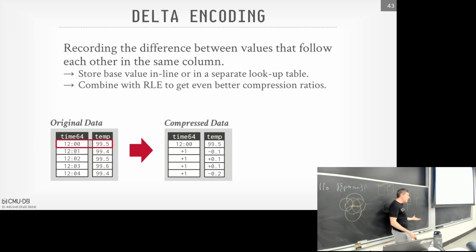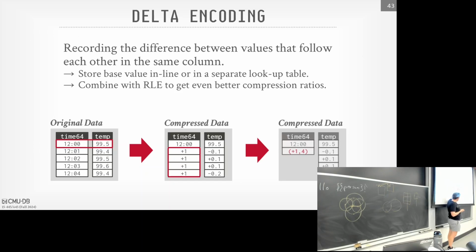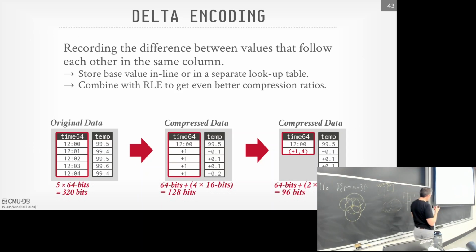So I can compress this even further with RLE because what do I have here? I have a bunch of plus ones repeated over and over again, right? So I can take this column after I've delta encoded it and then just run RLE on it and compress it even further. And the data system keeps track of all this for you underneath the covers, to know what the encoding scheme is for this data and how to unpack it if need be. So in this example, I went from 320 bits for the original data, just for this column, down to 96 bits.